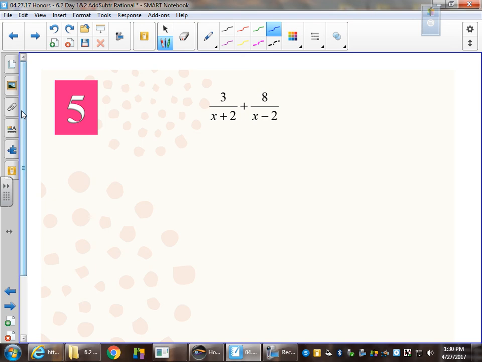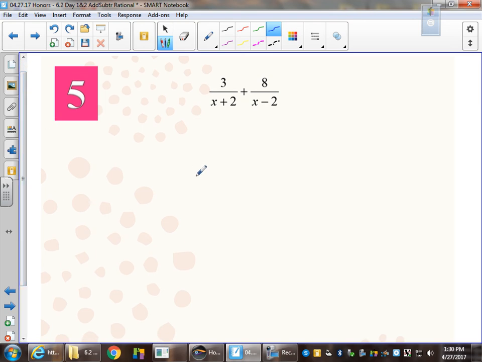Number 5, 3 divided by x plus 2 plus 8 divided by x minus 2. Off to the side, let's make a note. What will our least or lowest common denominator be?